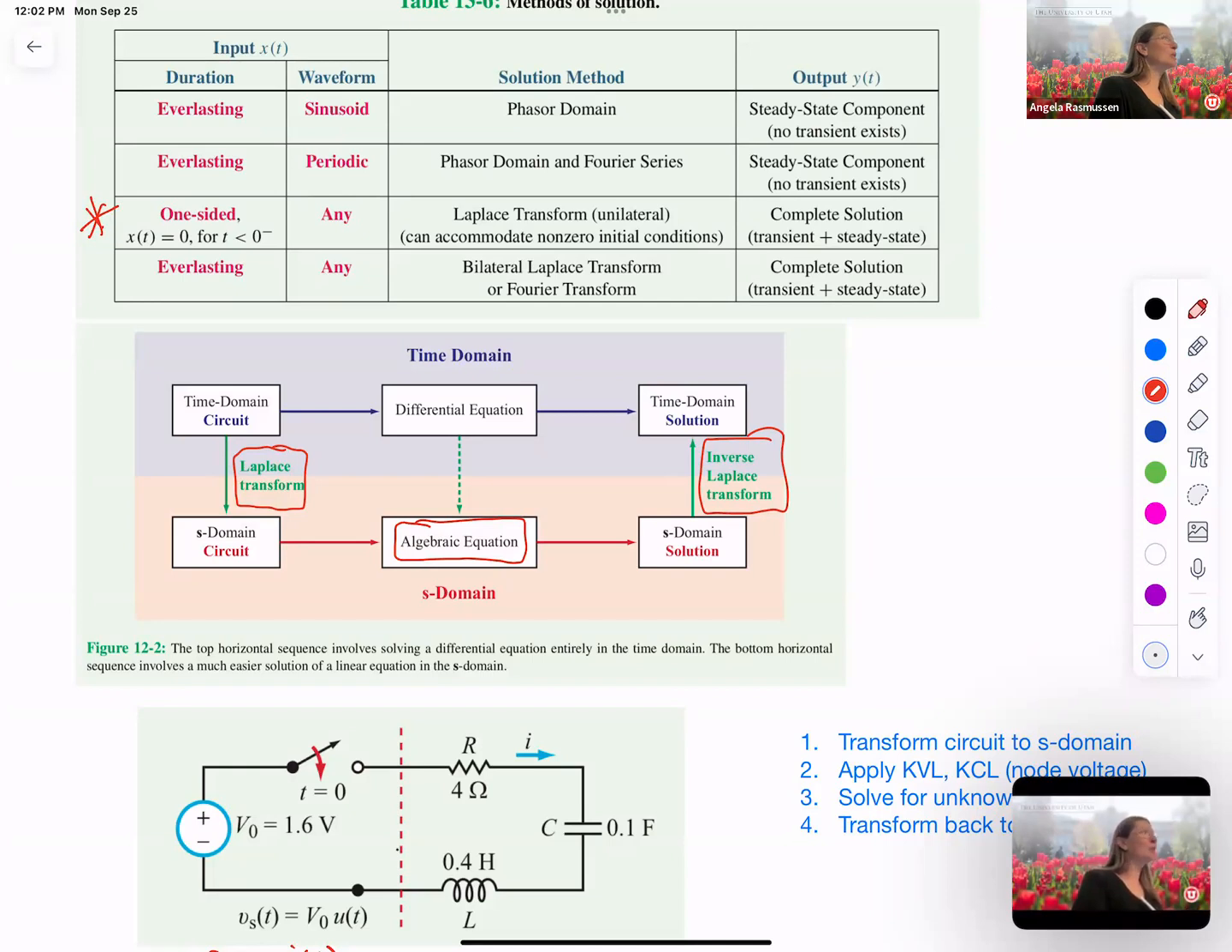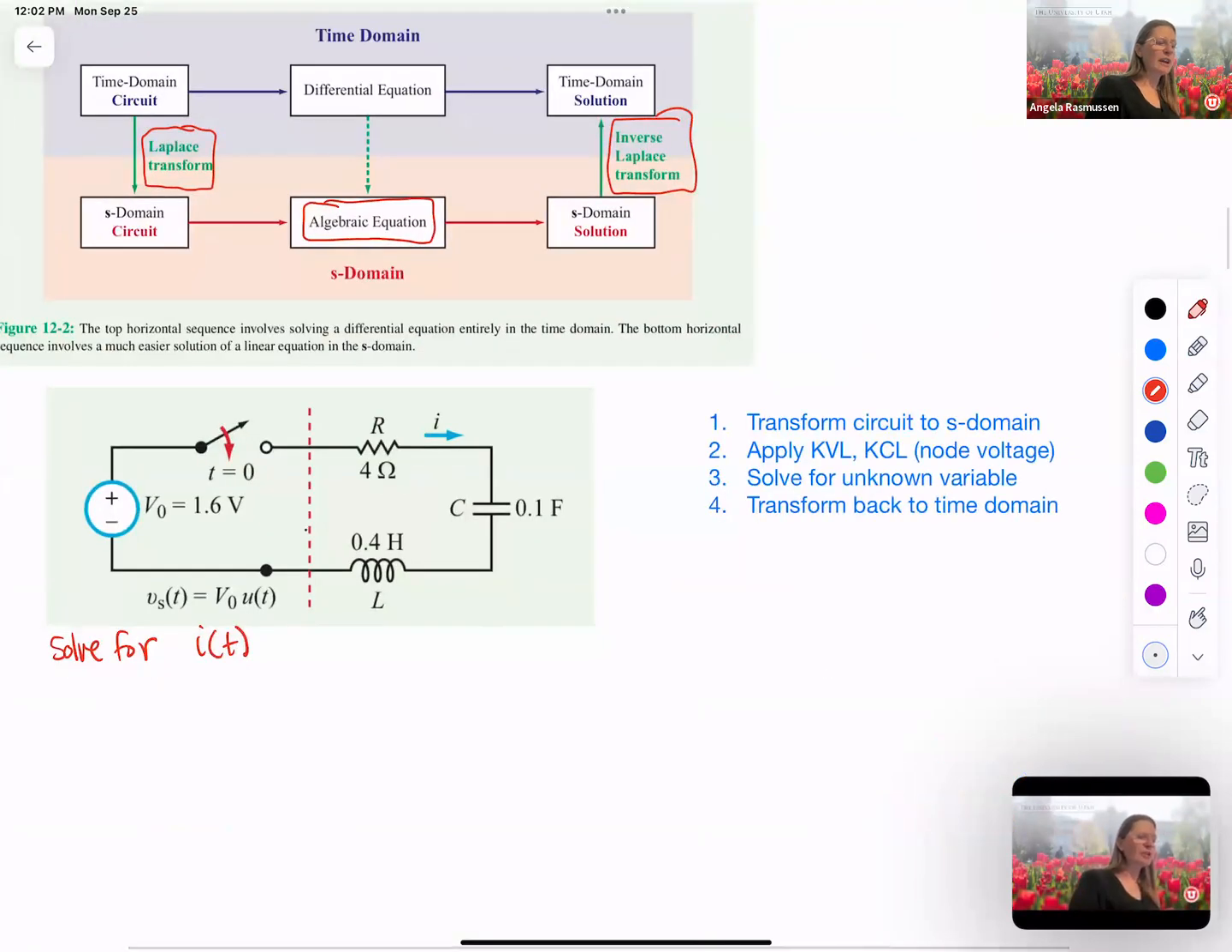So this is what we're going to do, is change that element from a time domain element and actually model it as an S domain element. So we transform the circuit to the S domain. We then apply the KVL, KCL, node voltage, solve for an unknown variable, and then transform back to the time domain. So that's all we're going to do. Sounds really easy, right? I'm hearing you like, yeah, it will be easy after you learn a few math techniques.